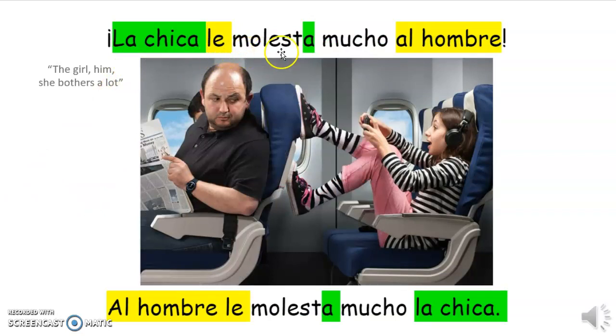La chica le molesta mucho al hombre. Or I could say, al hombre le molesta mucho la chica. Notice the personal A. To the man. Him, she bothers.